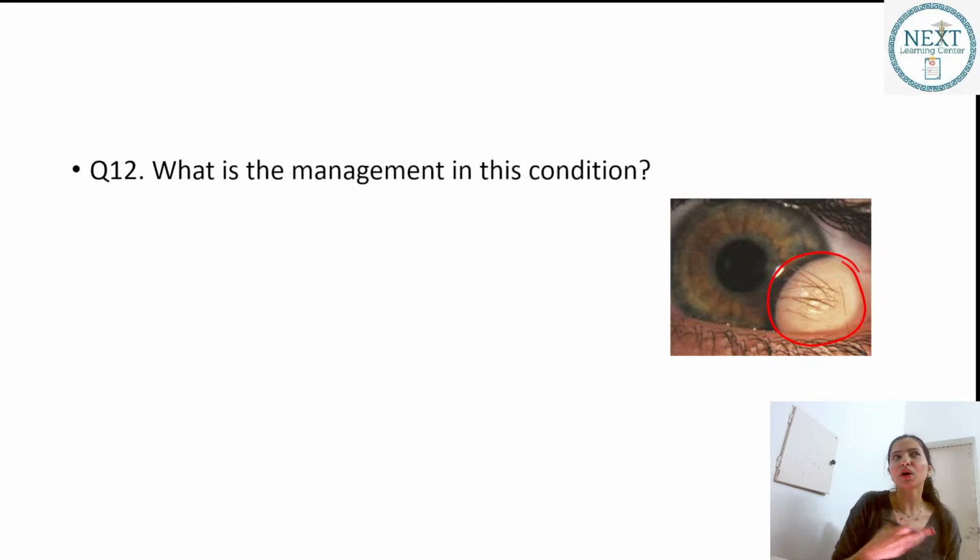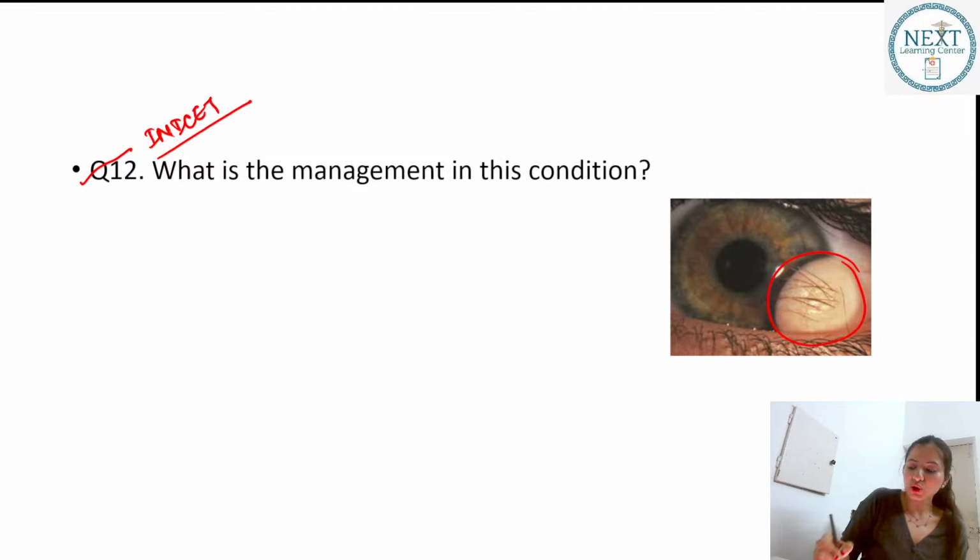This was not taught in your notes, or even in the Maha revision. This is a new question for you. This has been a previous INI CET question. So what is this called? This is a limbal dermoid. Now what is the management?